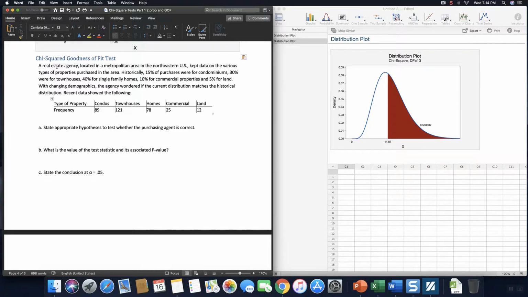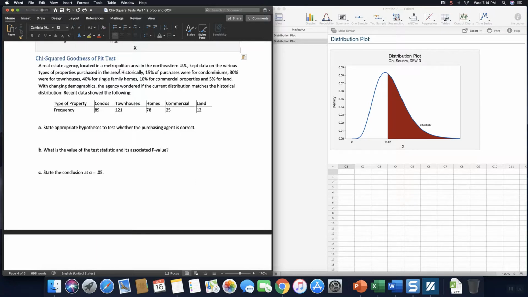So, in particular, for the chi-square goodness of fit test, this is a very typical usage of it. Historically, in a metropolitan area of the northeastern United States, I believe this was in upper New York, if you were wondering, they kept track of the type of property they had in the area that was selling, I think it was a real estate agent. Anyway, so historically, 15% was condos, 30% were townhomes, 40% were single-family homes, 10% were commercial, and 5% were land. Obviously, over time, things like this change.